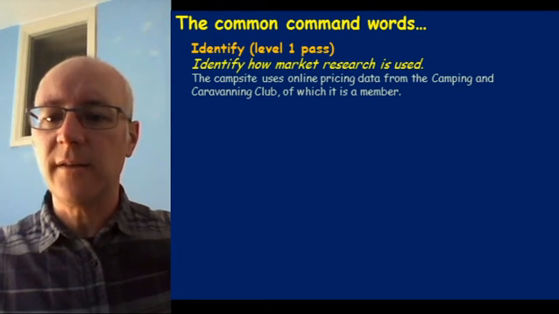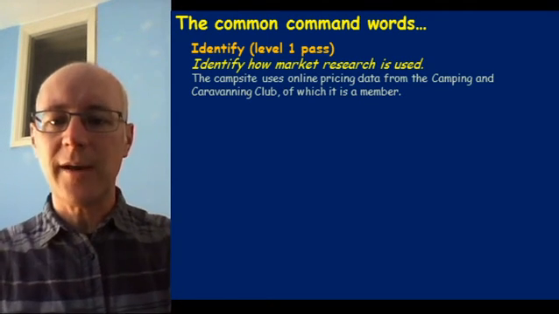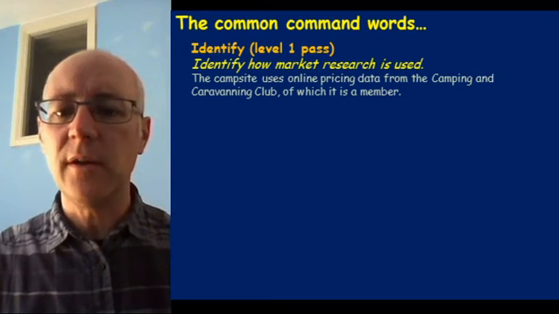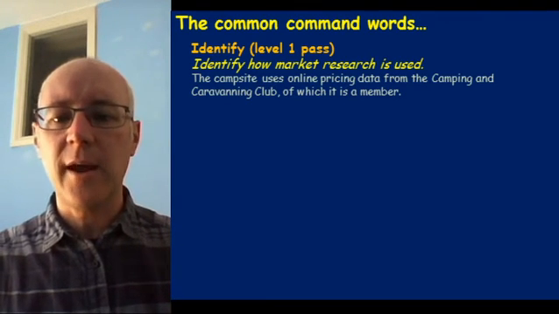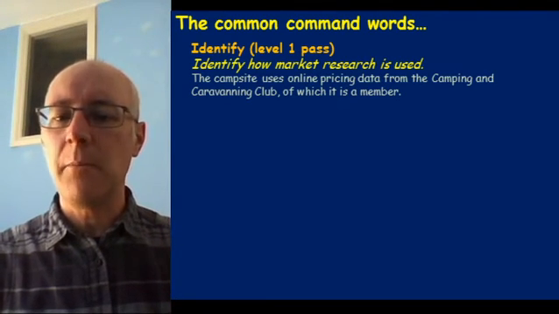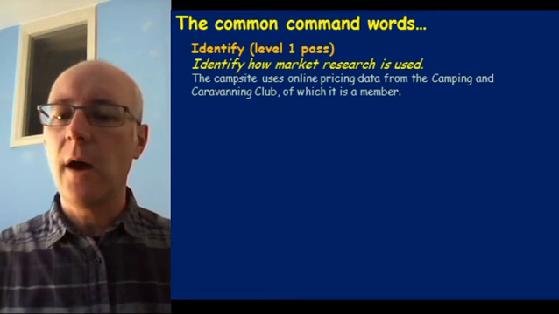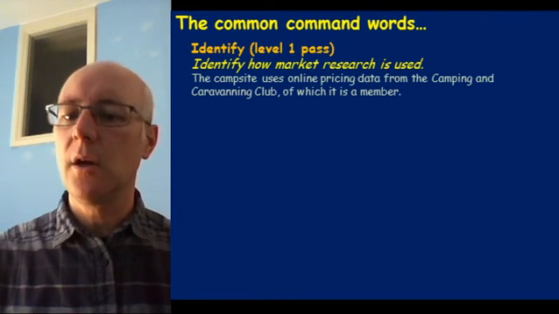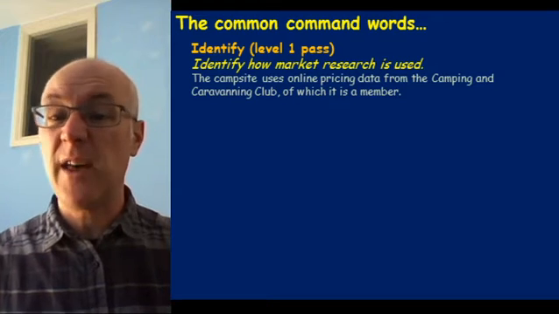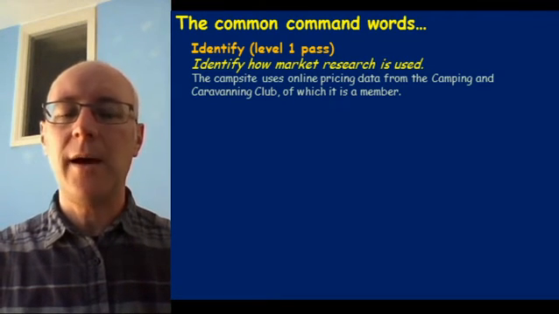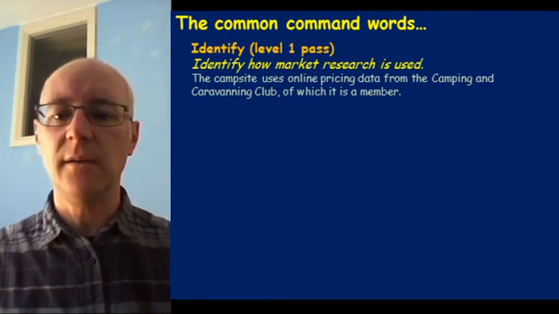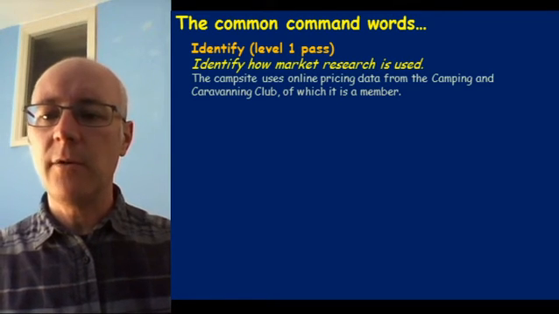So here's an identify statement. The campsite, so imagining we're talking about a campsite business, the campsite uses online pricing data from the Camping and Caravanning Club of which it is a member. That would be identifying a form of secondary market research that the business uses, and that's identified. That would get you a level 1 pass if you said that as a form of market research that they did. Okay, but it wouldn't get you any further than that.